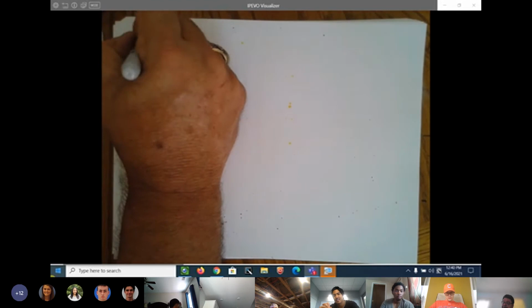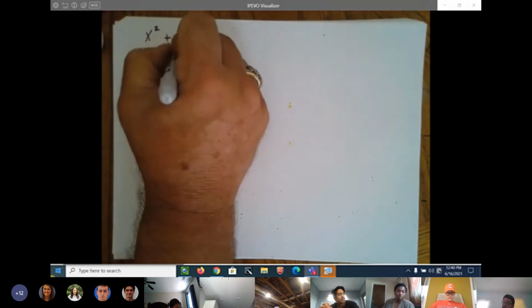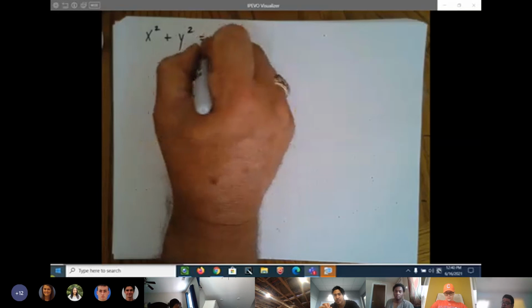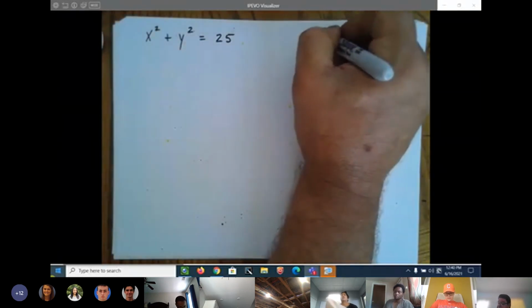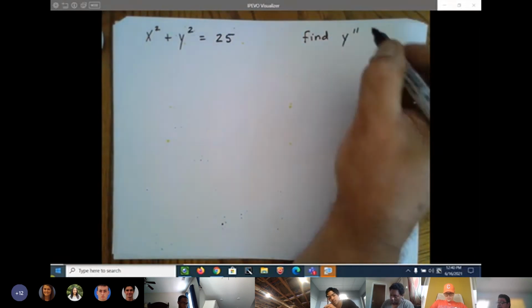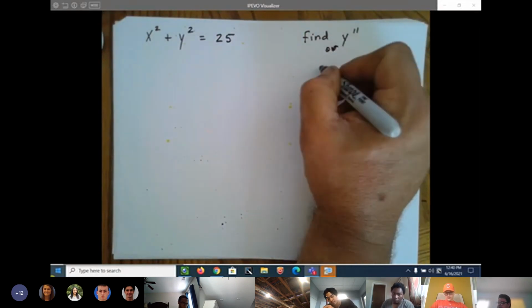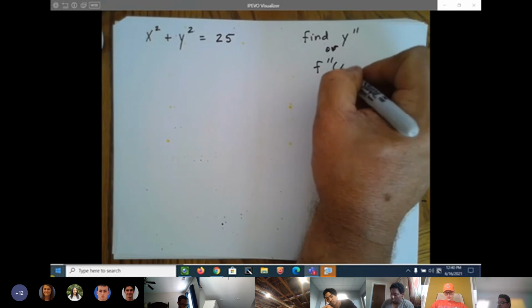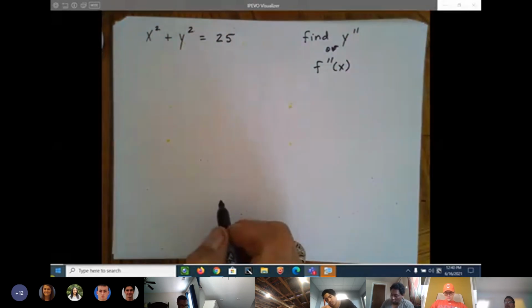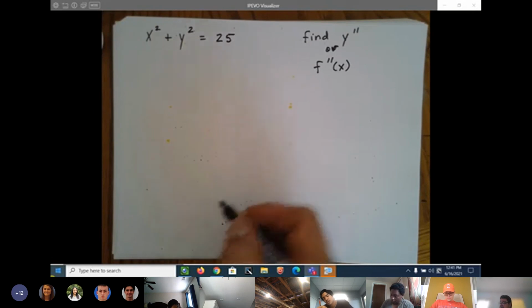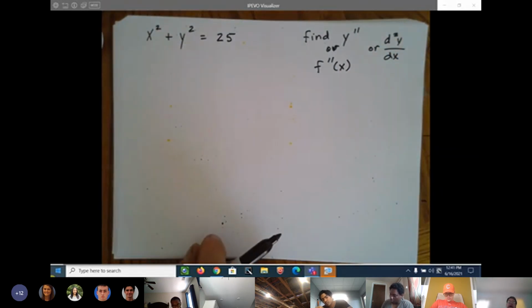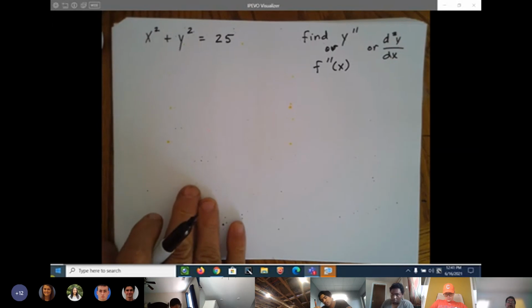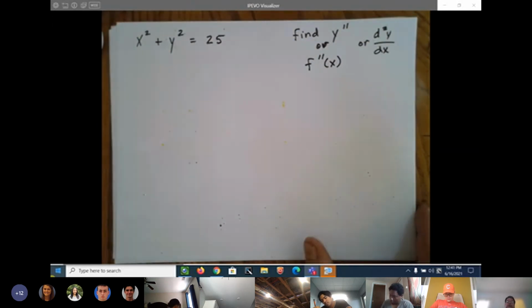So x squared plus y squared is equal to 25. And the directions say find y double prime, or if you want, f double prime of x. However you want to write it. Sometimes they say d2y over dx squared or something like that. In other words, find the second derivative. Now I'm going to let y'all work with that and see what you come up with.